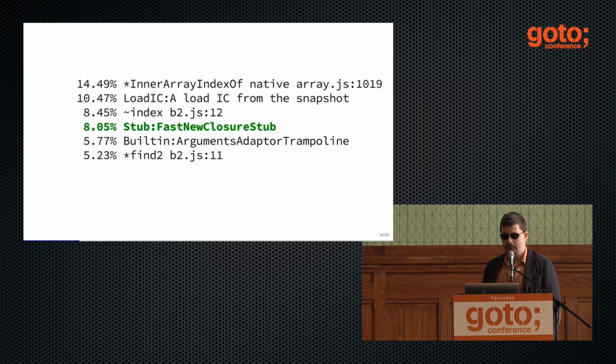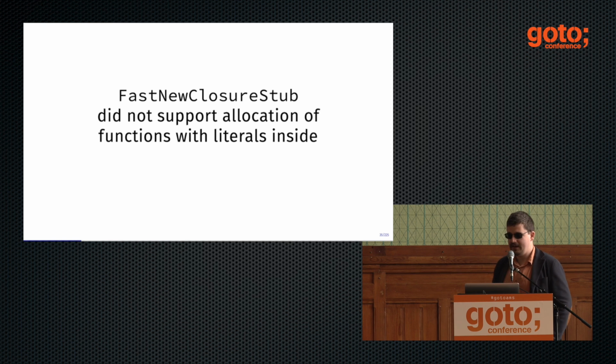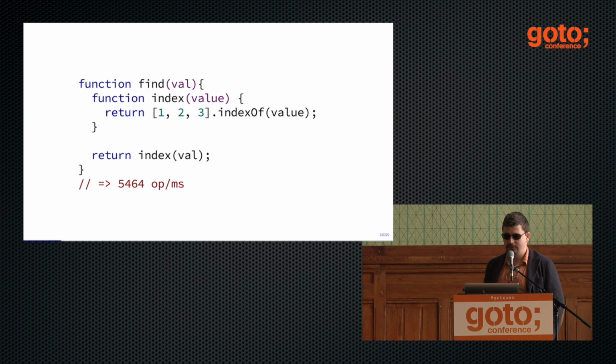And what happens here is very kind of bizarre. In V8 there is this thing handwritten in assembly, essentially, that can allocate closures fast, but it did not support fast allocation of closures if the closure contained an array literal inside. So what actually happened? Let's go back to the code.